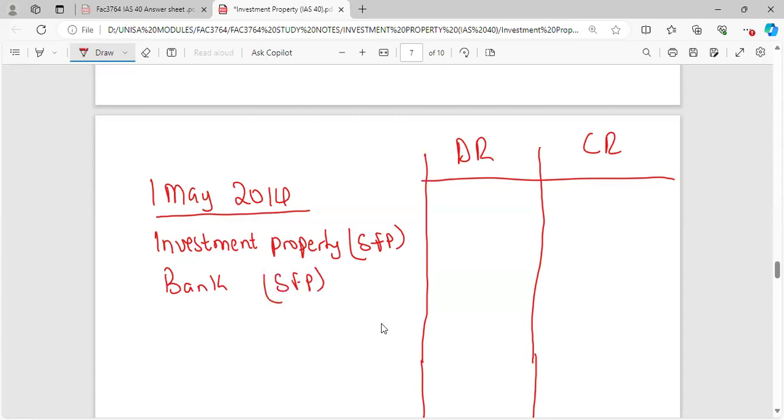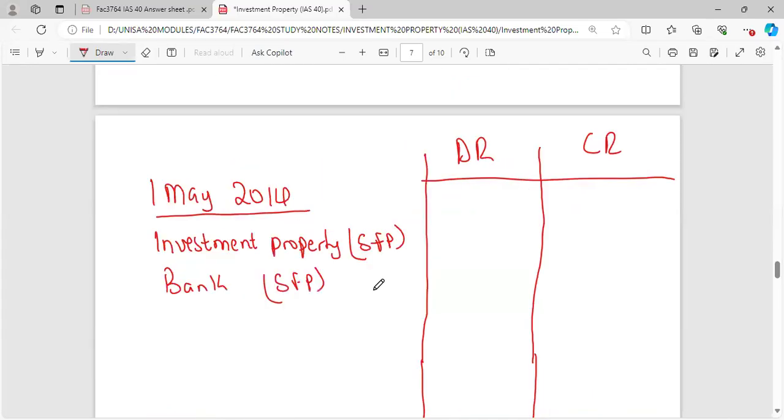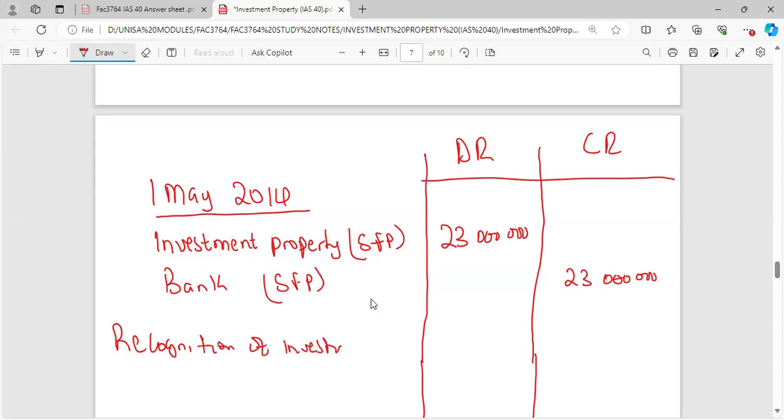So that we can combine them. There's no need to separate, because remember the question says the shopping center. So we can combine everything for the shopping center. So we're going to have 23 million here, and bank 23 million. Then this is the recognition of investment property. So that's our journal one.